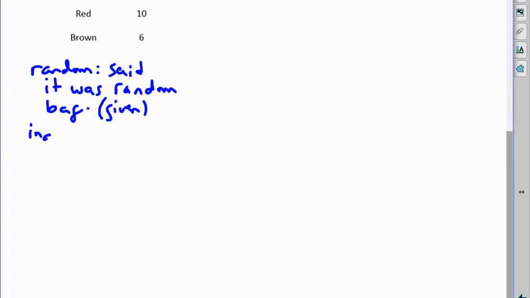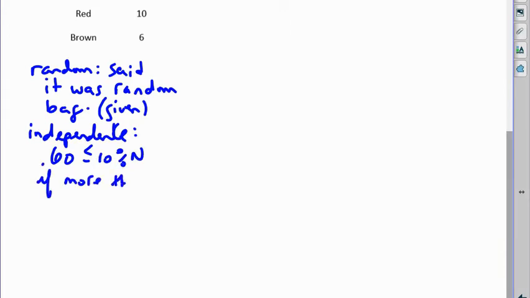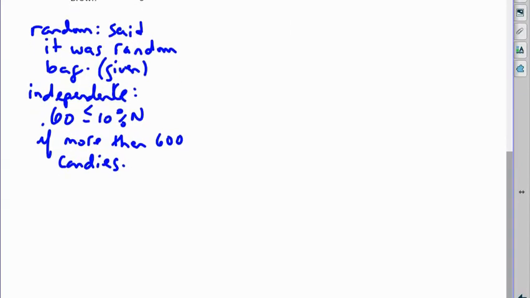Now we have to check independence, which feels kind of familiar. 60 candies is less than or equal to 10% of N if there are more than 600 candies, which seems reasonable. So that's met. Then it is not going to be the nearly normal condition. Instead, what we need is the large enough condition.